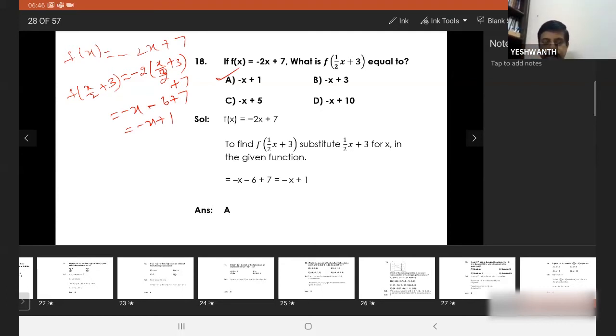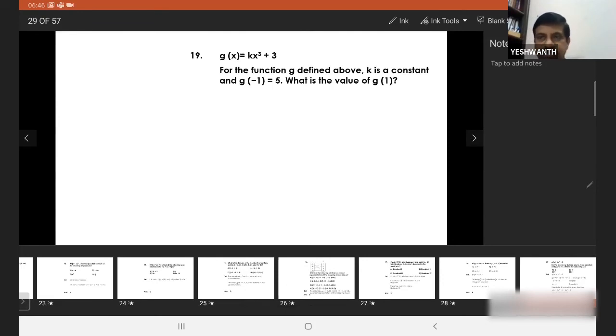So let us go to the next question. So what is that next question? So look at that. g of x equal to kx cubed plus 3. For the function g defined above, k is a constant, and g of -1 is 5. So g of 1 is? So g of -1 is k into (-1) whole cube plus 3. So g of -1 is 5. 5 minus 3 equal to minus k. So k equal to -2.